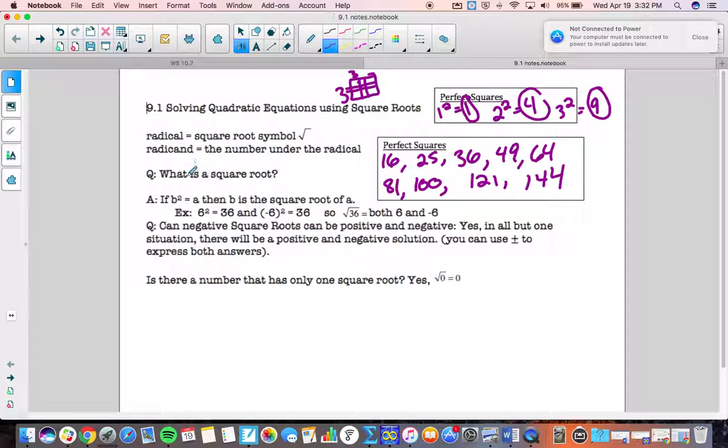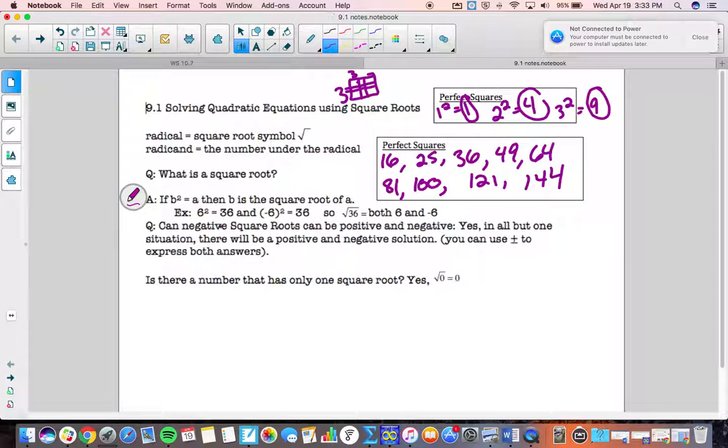So, what is the square root? For example, if b squared equals a, then b is the square root of a. So if 6 squared equals 36, oh, there was a typo on here, then 6 and negative 6 are the square roots, because 6 squared is 36 and negative 6 squared is 36.